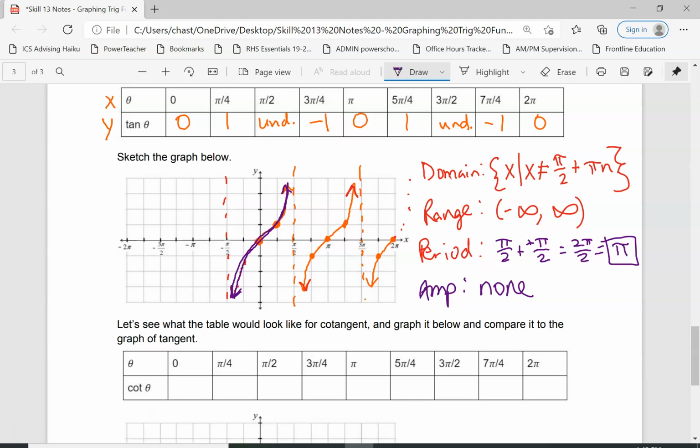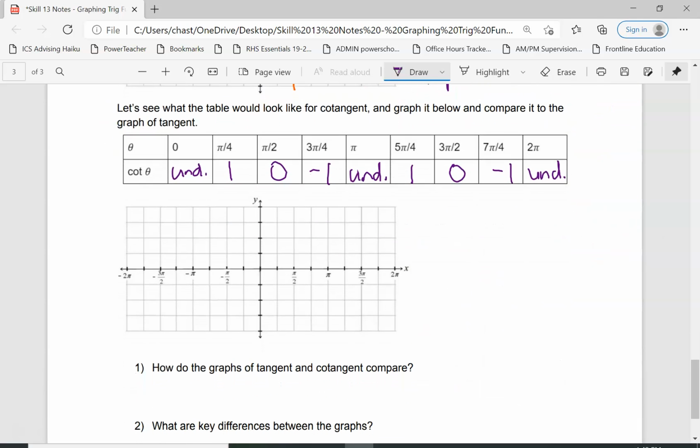All right, looking at this, we're going to compare this to the cotangent. To figure out my table for cotangent, I'm going to look first to see where I have tangents equal to 0. Those will be undefined in the cotangent. Where our things were undefined become zeros, because you're taking something over 0 and now making it 0 over something, so it's 0. Ones become ones, and -1s become -1s. So this is what we've got. So let's graph it.